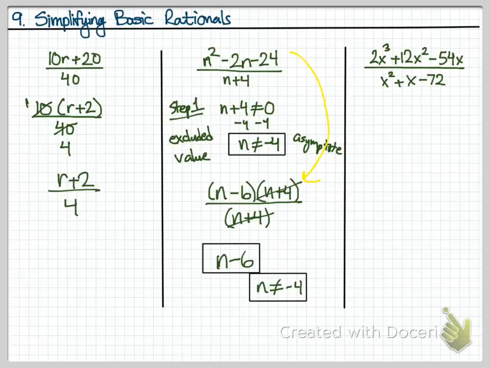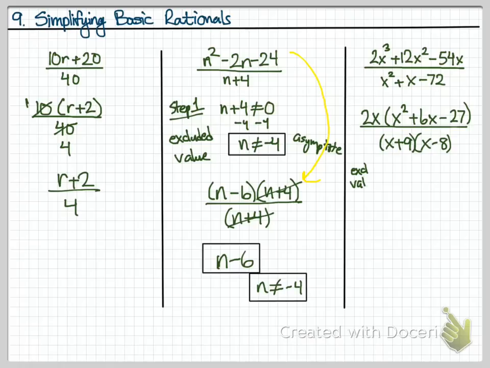Okay, let's take a look at the third column, where we have more complicated expressions, or polynomials. Numerator, let's factor out a 2x, because 2 and x are in all three terms. And we get 2x times parentheses x squared plus 6x minus 27. The denominator factors out cleanly too, to be x plus 9 and x minus 8.